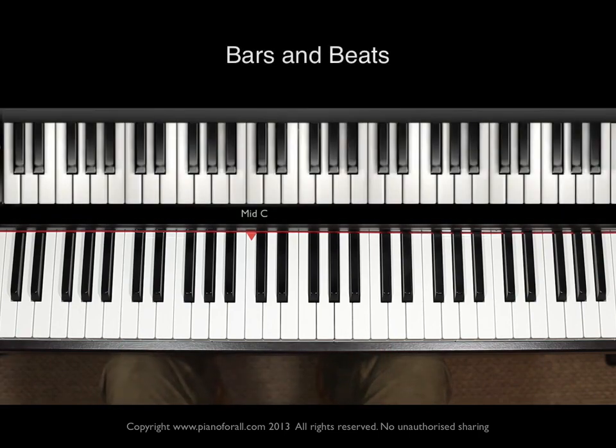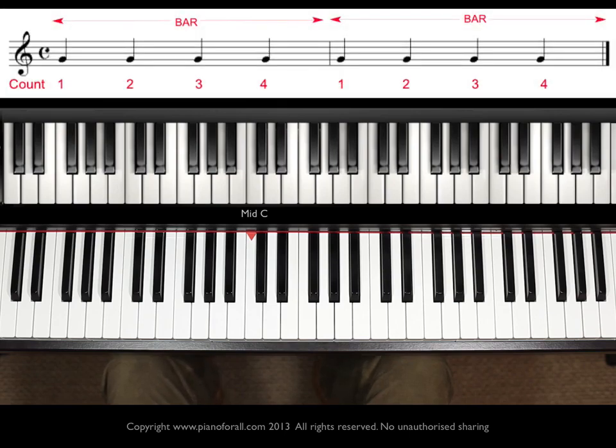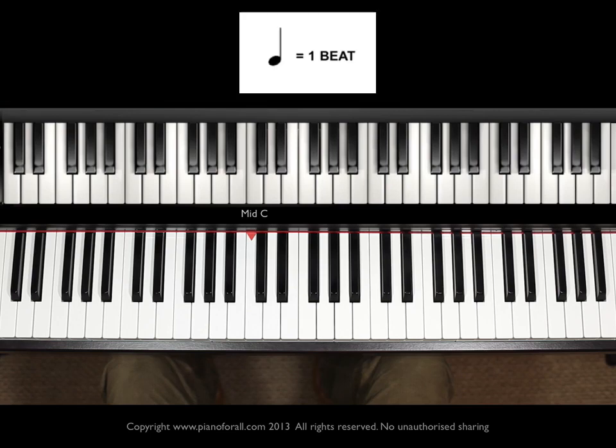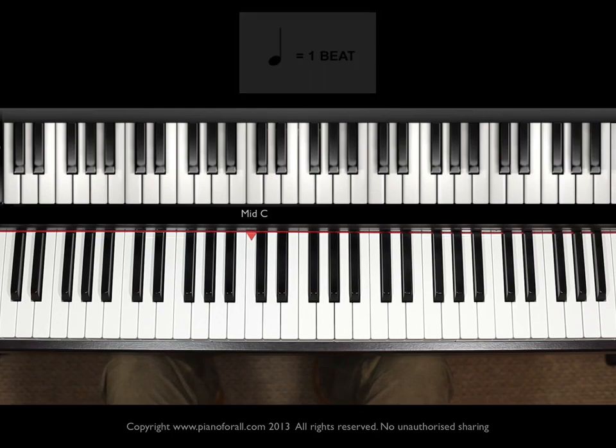Bars and beats. To make music easier to follow, it's divided into segments called bars. Bars are divided into beats. The most commonly used rhythm is 4 beats in each bar. 1, 2, 3, 4. 1, 2, 3, 4, and so on. So this is the symbol for one beat. It's a dot with a line coming up from it. It's called a crotchet. So don't worry about that, just remember the shape.